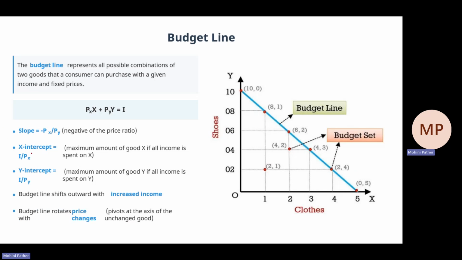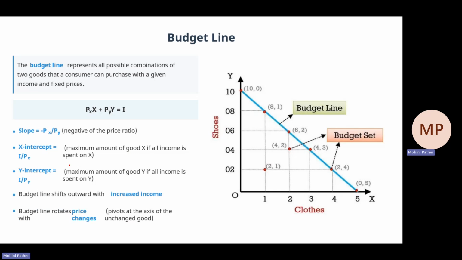At the x-intercept, you'll see that here we have the maximum of good x. If all of our income is spent on clothes, we can buy 5 units of clothing. At the y-intercept, if all of our money is spent on shoes, we can buy 10 units of shoes.